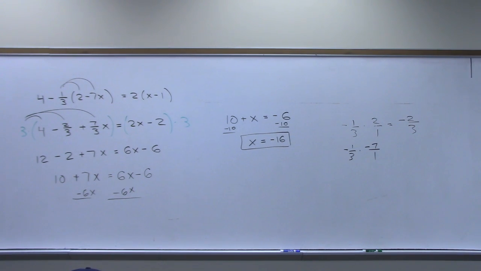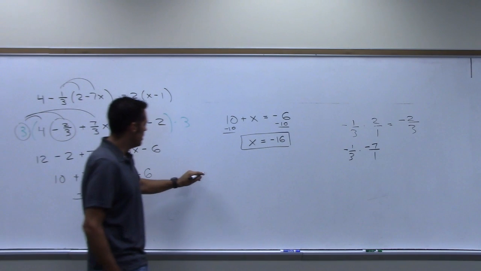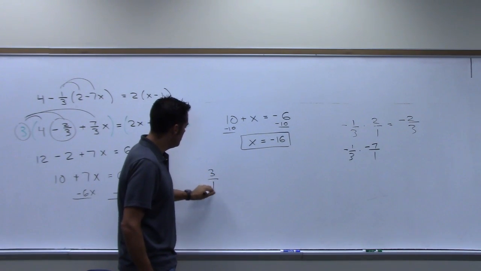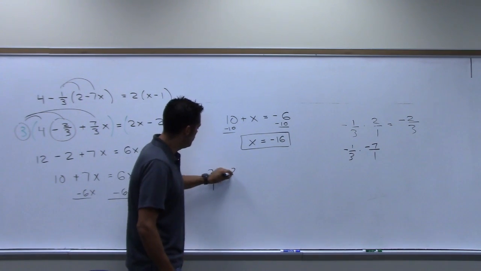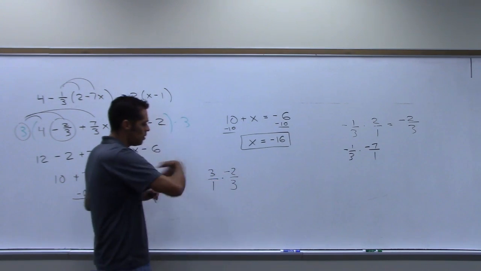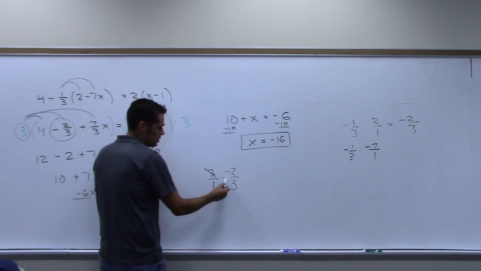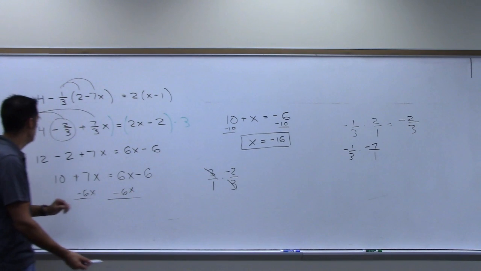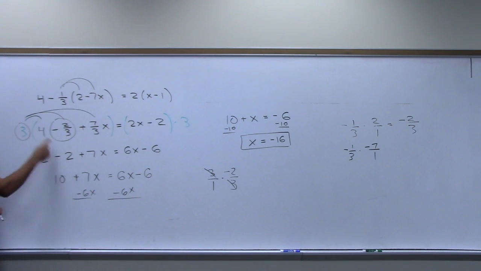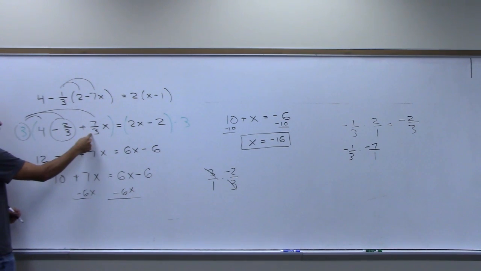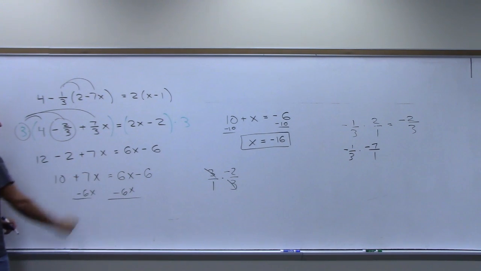I think the biggest issue that people have on something like this is the actual 3 times this. And just remember when you do that, you're doing 3, and just write it as a fraction, times negative 2 over 3, and just multiply straight across or just cancel these 3's out, and that would give you your negative 2. Okay, that's where that comes from. And then the same thing from here to here. Just bring the x along with you. After that, it's everything else we've been doing.